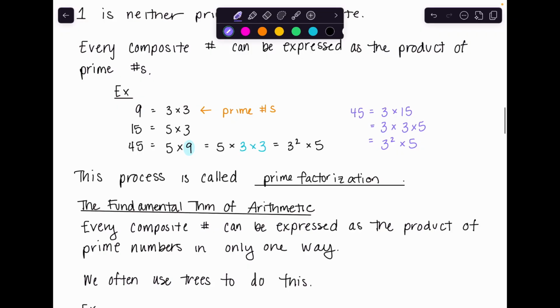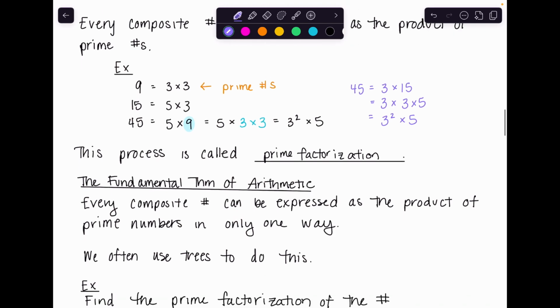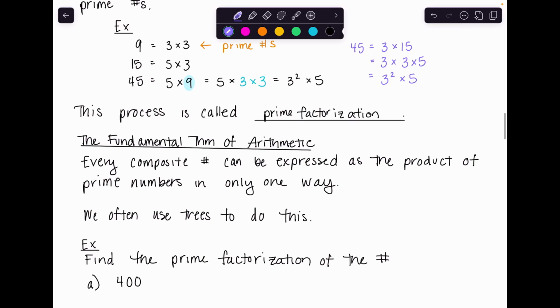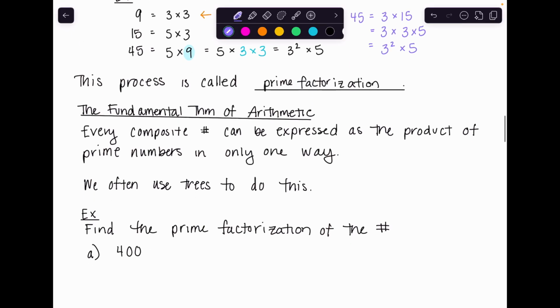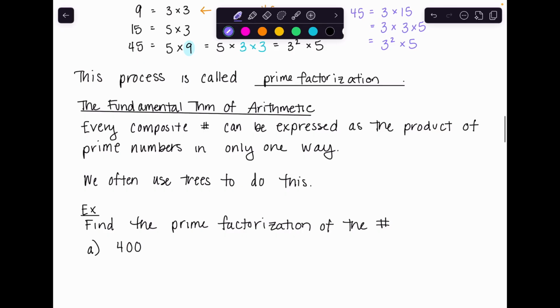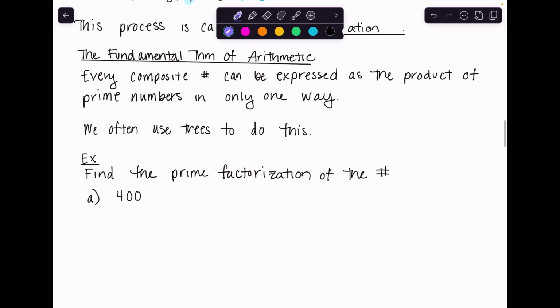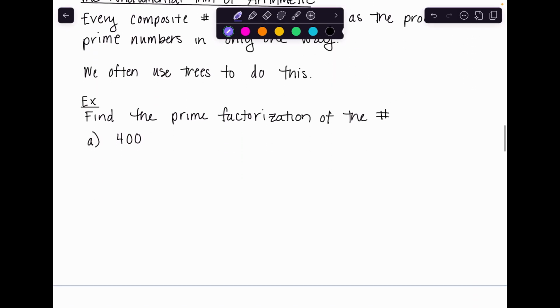The way we're actually going to figure this out is typically with a process using trees. So you want to figure out, can you break this down? What prime numbers is it divisible by? So we're going to try a few examples, and then we'll get more practice with this because we're going to talk about greatest common divisor and least common multiple of two numbers. So we're going to start with finding the prime factorization of the number 400.